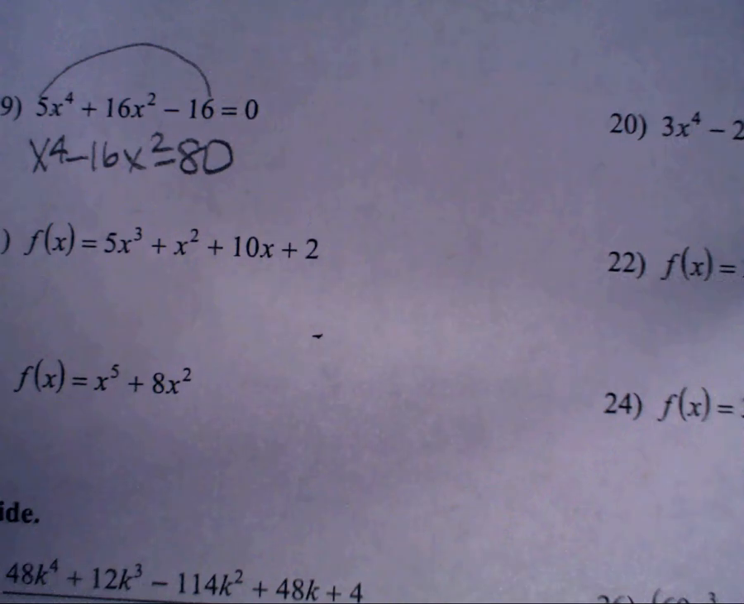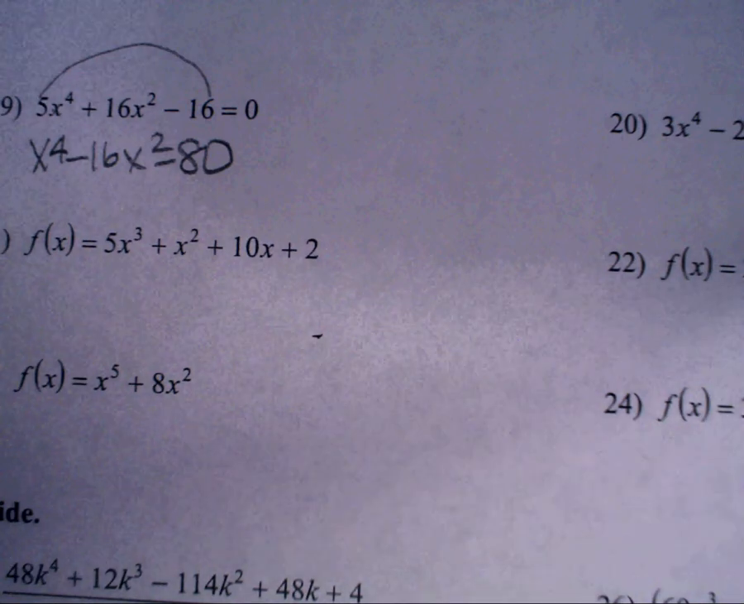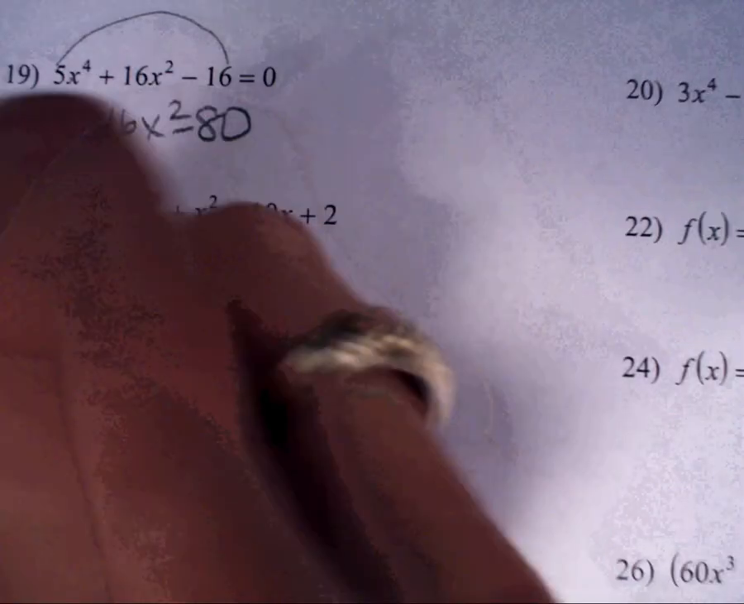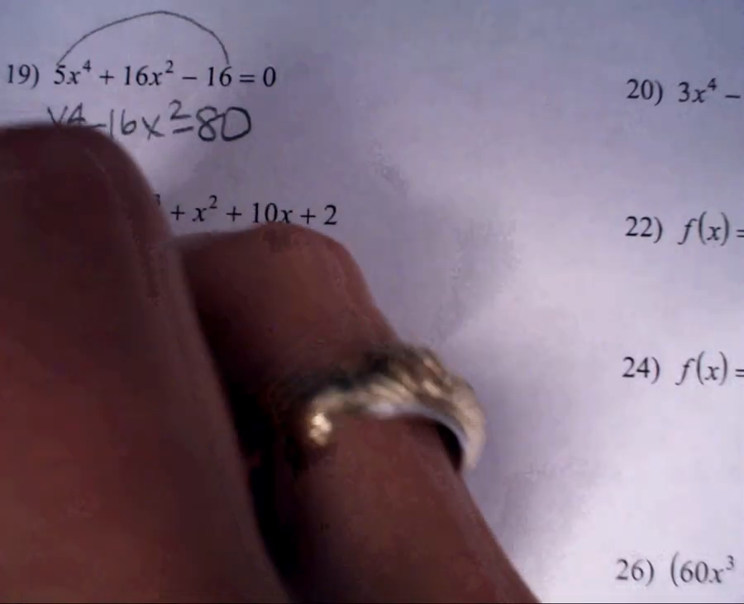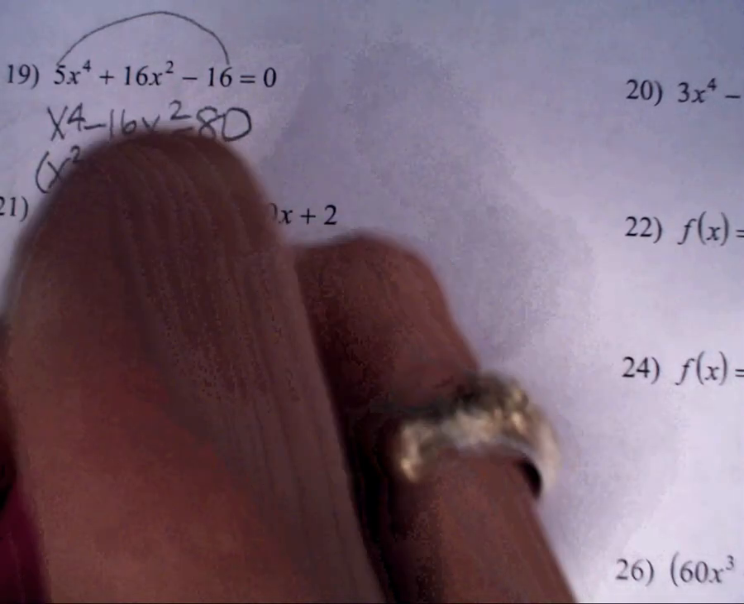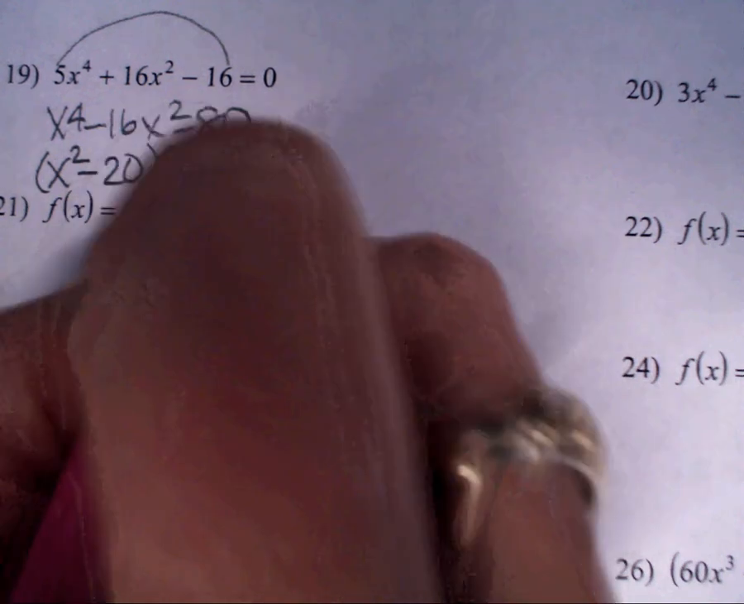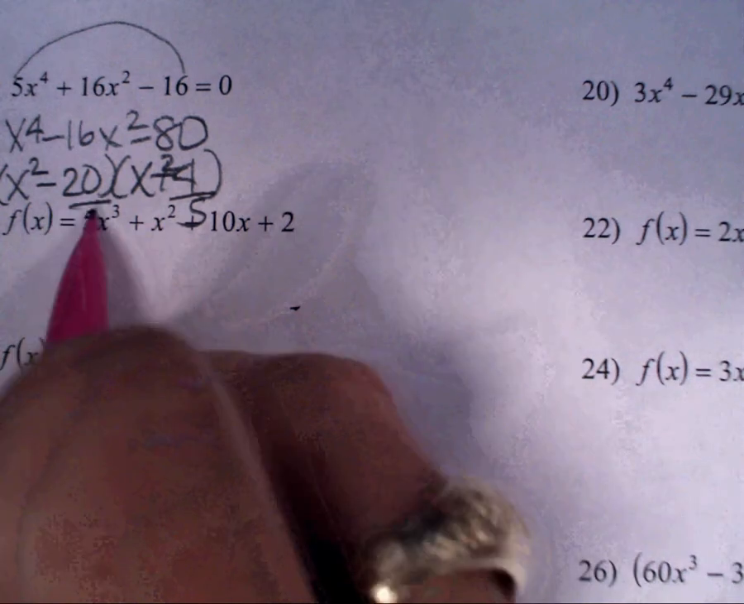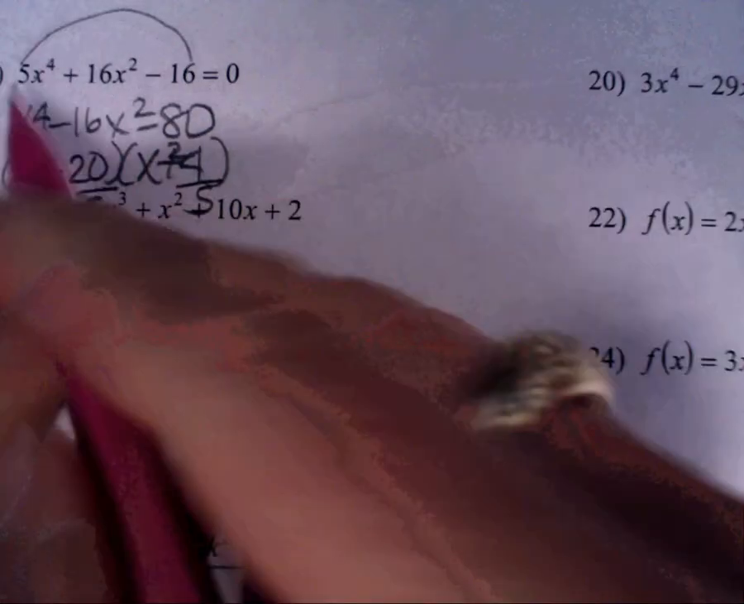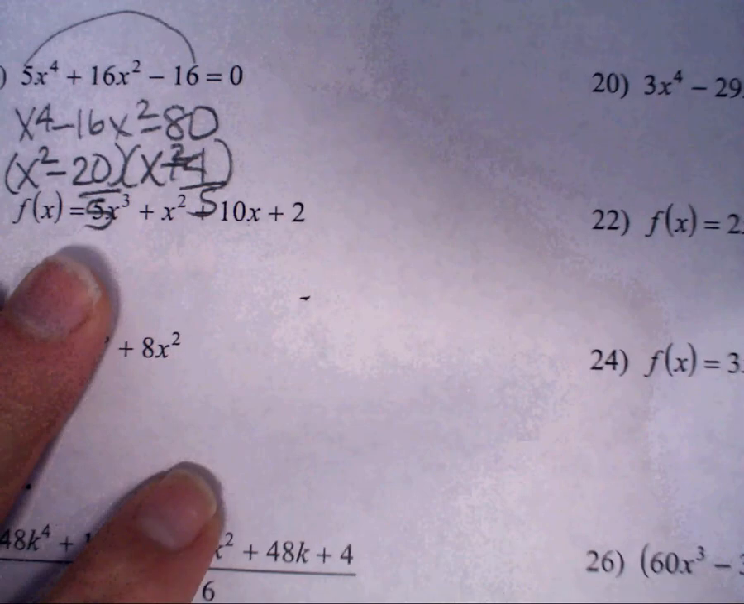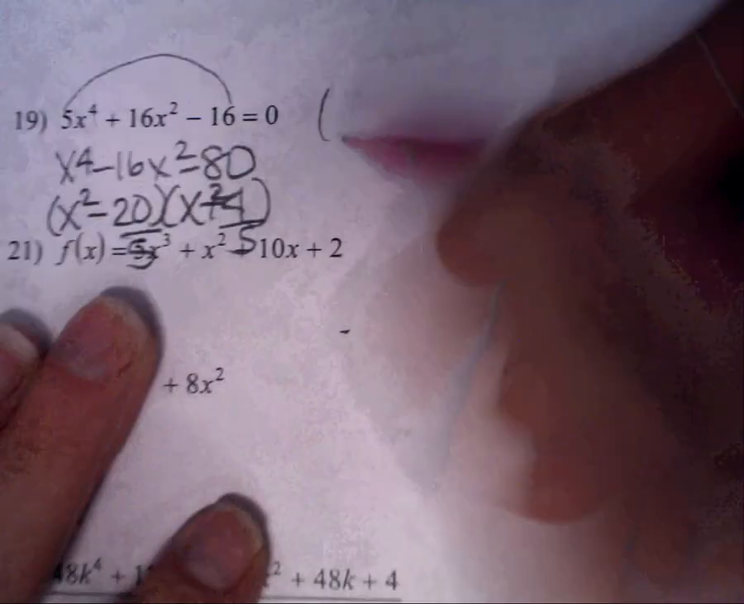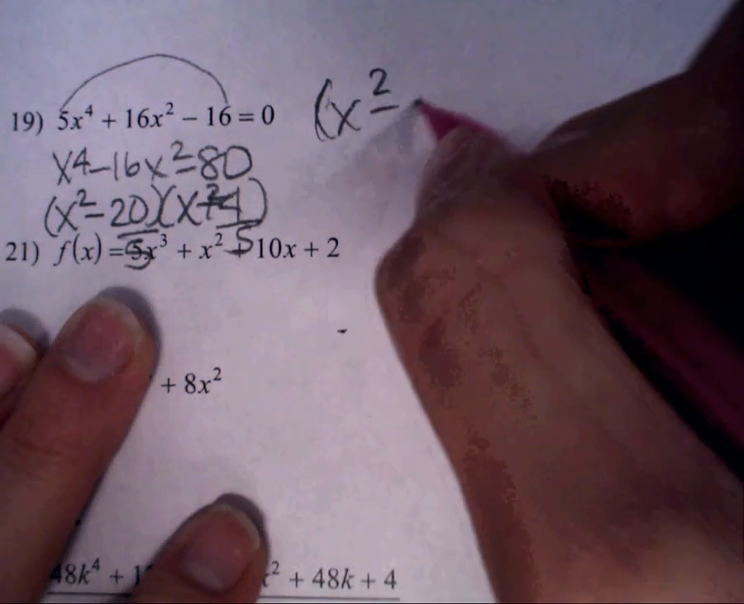I think it's 80. Let me multiply that one more time. So that's 20 and 4. Okay, and then I have to remember that in slide and divide, I always go back and divide by the number that I slid back. So when I divide by that 5 that I slid back, I get x squared minus 4.